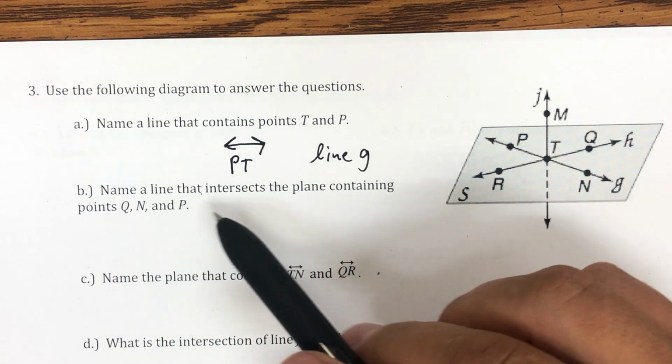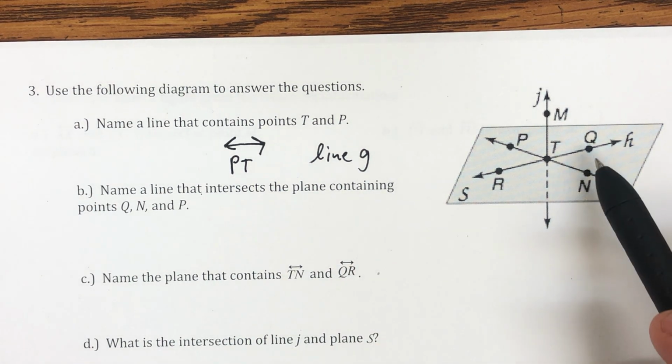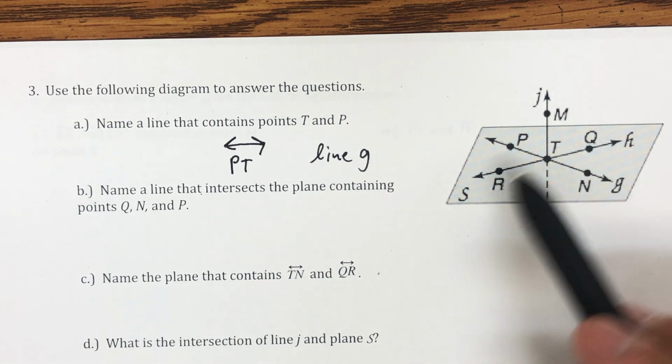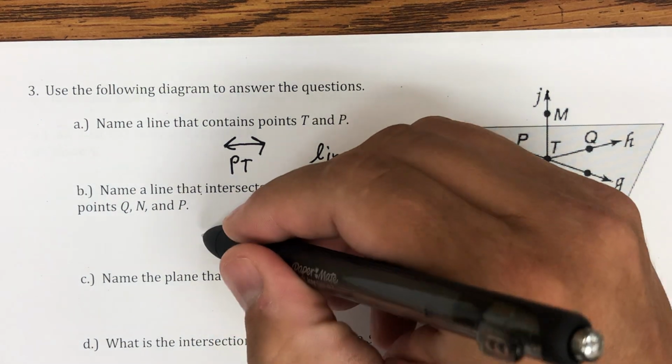Next one, name a line that intersects the plane containing points Q, N, and P. So the plane Q, N, P, that's the only one that I really see, and the line that intersects it goes through it. These 2 lines are on it. Line J, on the other hand, goes through it, so it intersects it. So line J.